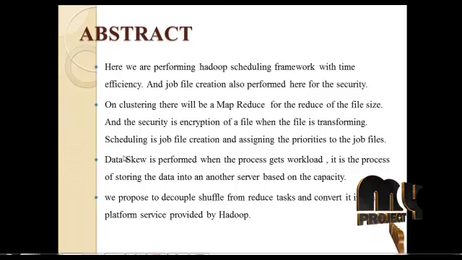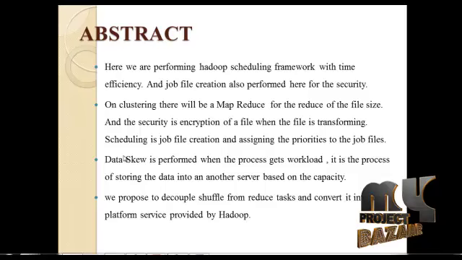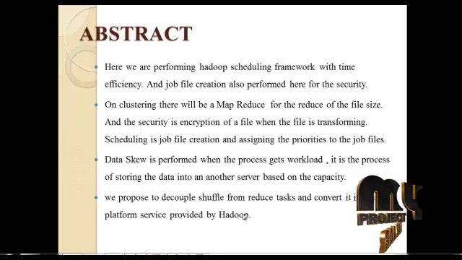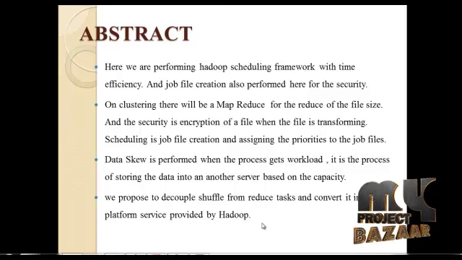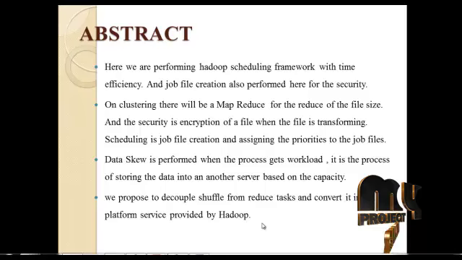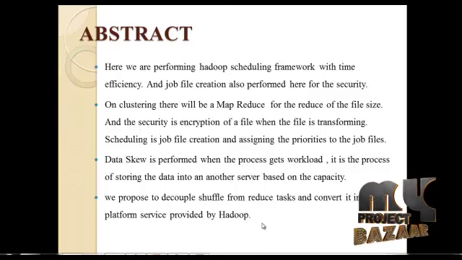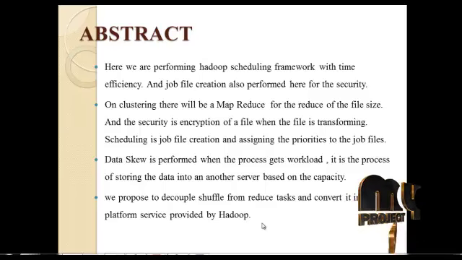Scheduling is job file creation and assigning priorities to the job files. Data queue is performed when the process gets workload. It is the process of storing the data into another server based on the capacity. We propose to decouple shuffle from the reduce task and convert it into a platform service.